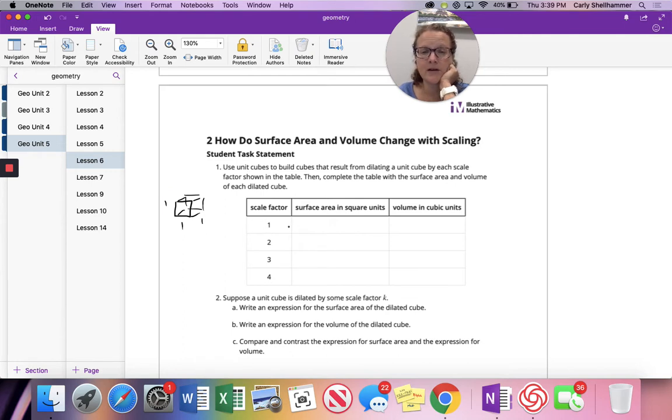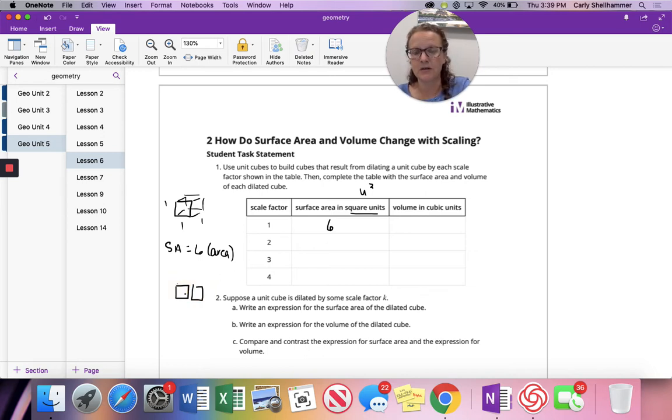If I have a scale factor of 1, the surface area in square units would be, I've got 1, 2, 3, 4, 5, 6 faces, so the surface area is 6 times the area of one face. The area of one face is 1, so the surface area is going to be 6, in square units, so units squared. If I have a scale factor of 2, that now means that I have 2 cubes up, 2 cubes back, and 2 cubes up and down.